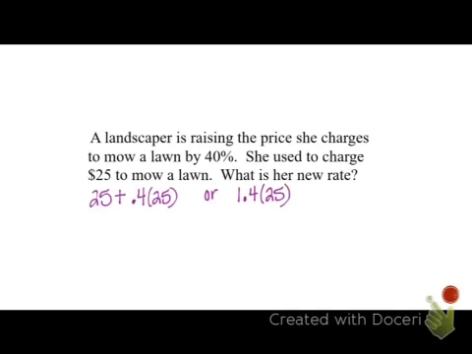In the first one, 40% of $25 is $10, so we are adding that to our original to give us a new total of $35. In the second, we would be multiplying 25 times 1.4, which would take us directly to $35 as our answer.